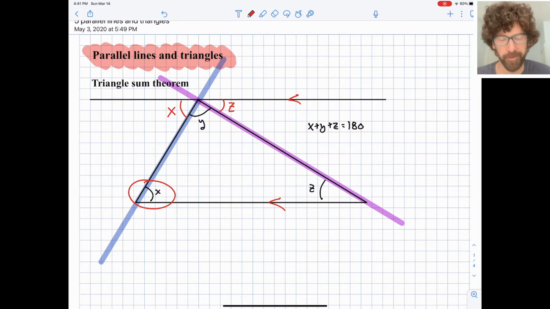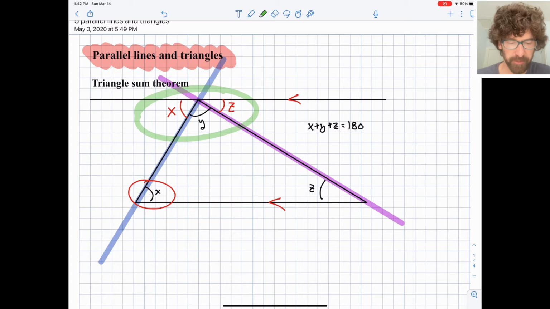I'm being informal with x, y, and z: are they the names of the angles or the measures of the angles? I'm being a little bit informal here, and that's okay. So I hope you can see now that x plus y plus z must equal 180 because those all are adjacent angles that fall along the same line, okay? And that's a way of justifying, a way of proving that the sum of the angles in a triangle is 180 degrees.